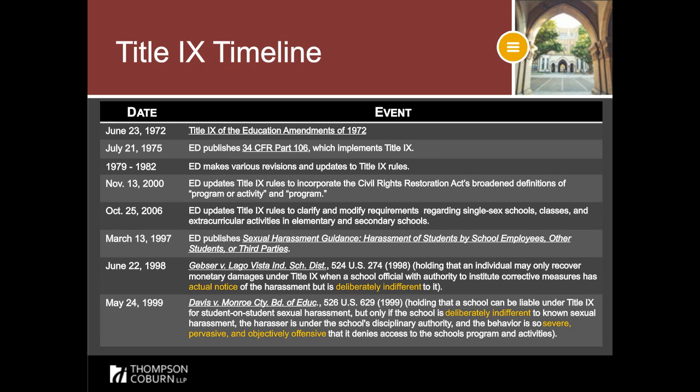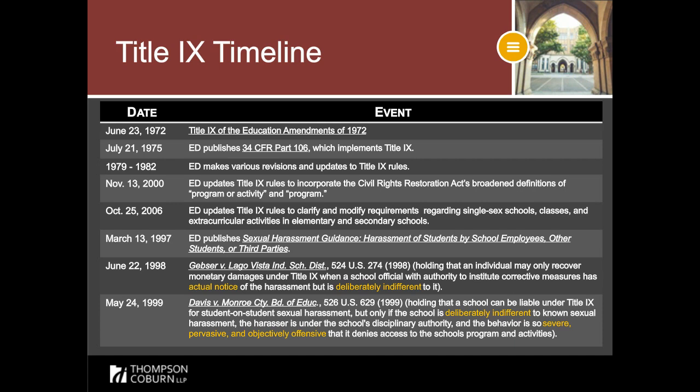and again, they were talking about a private action by an individual to seek monetary damages against an institution, right? And in that case, they reinforced the deliberately indifferent standard and indicated that the school would be liable if it's deliberately indifferent to known sexual harassment, if the harasser is under the school's disciplinary authority and the behavior is so severe, pervasive, and objectively offensive that it denies access to the school's program and activities. Now, you don't have to remember all of that right now, but you'll see in a few minutes, I'm going to come back to this.